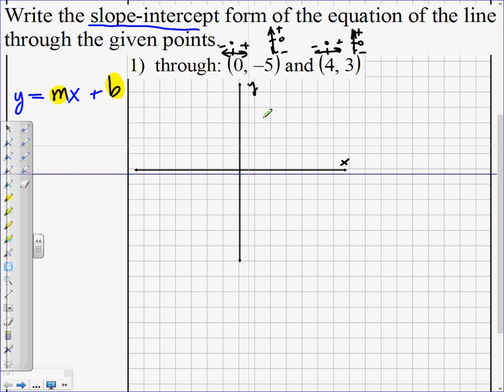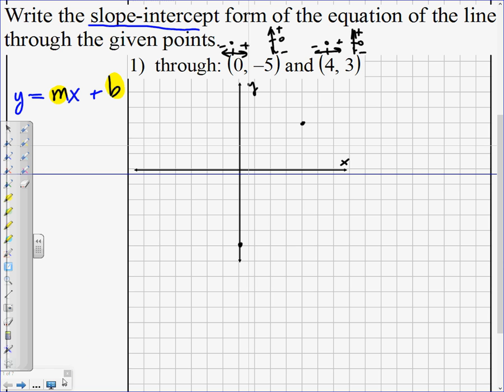Now, x, start from the origin. X is zero, don't move anywhere, and y is negative 5. 1, 2, 3, 4, 5. That is negative 5. Second point, start from the origin. X is positive 4, I go to the right. 1, 2, 3, 4. And y is positive 3. 1, 2, 3.